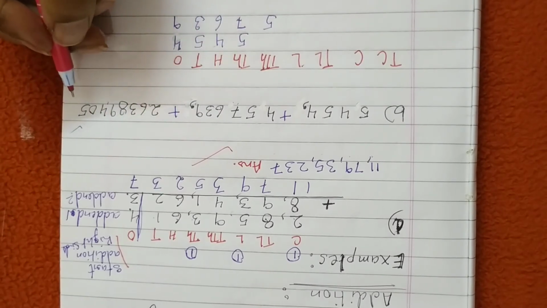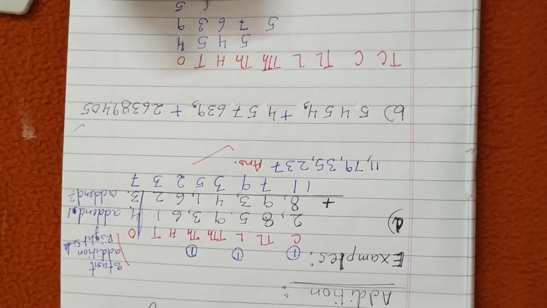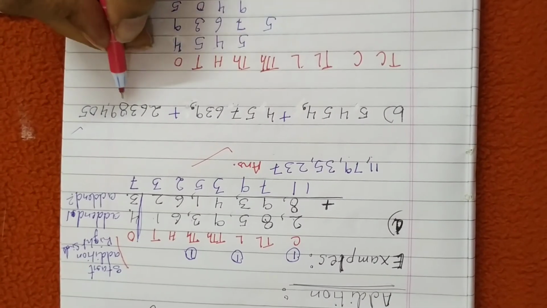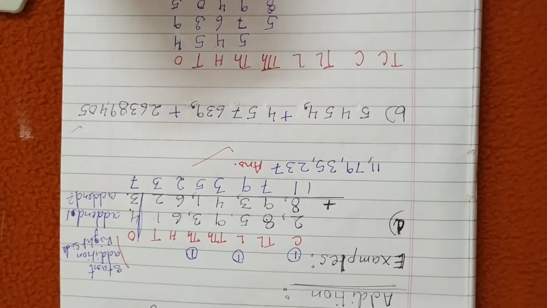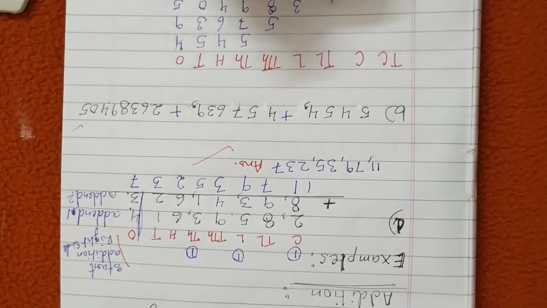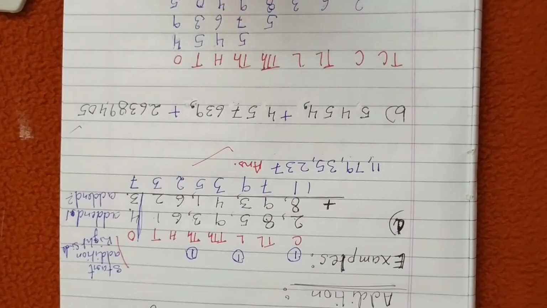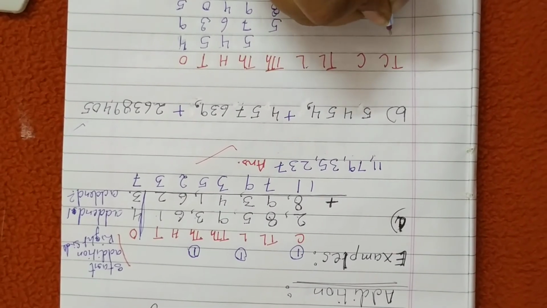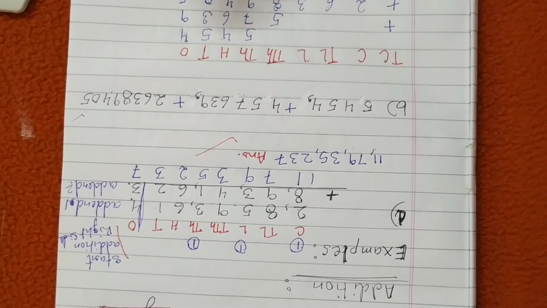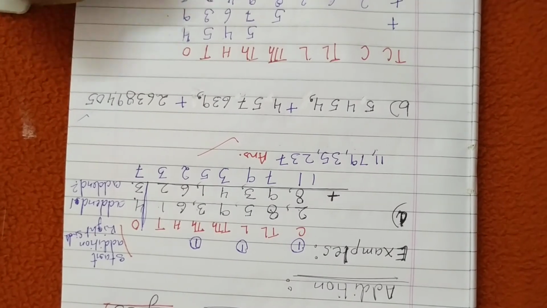Now come to the third addend. Start placing from the right hand side, that is from the ones column: 5, 0, 4, 9, 8, 3, 6 and 2. There is nothing at the tens column. Put the addition sign here. Now this is clear to you all. First addend, second addend, third addend.